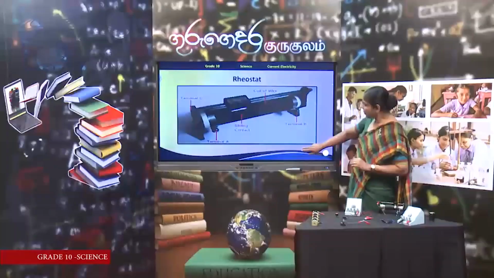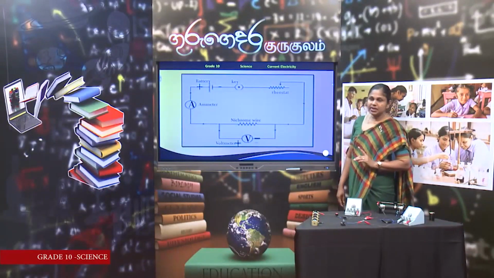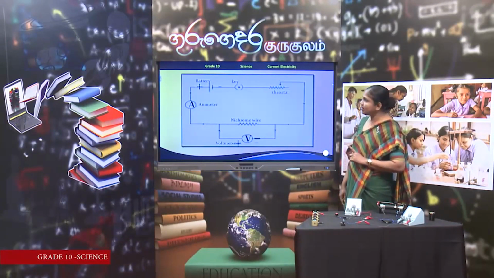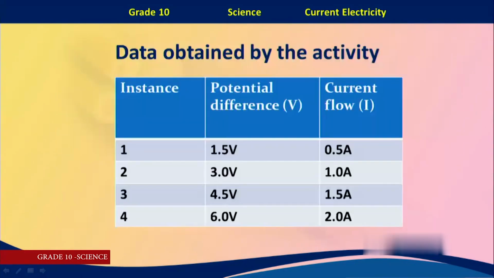Right. Now, look at this circuit, children. This is the circuit diagram for the circuit that we made here. Right. Now, look at here. What can you see in this table? This table shows the data we collected from this activity.